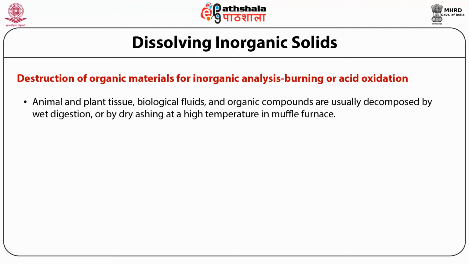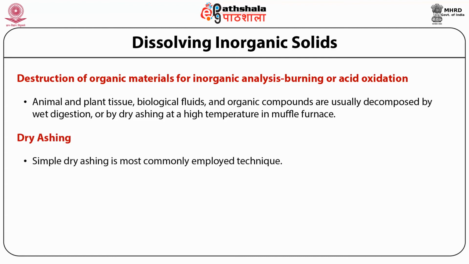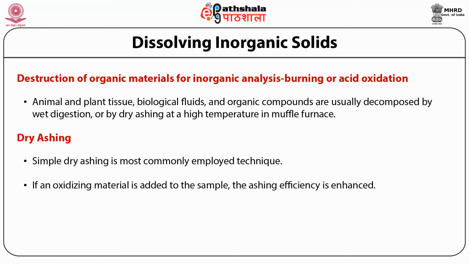Destruction of organic materials for inorganic analysis: burning or acid oxidation. Animal and plant tissues, biological fluids and organic compounds are usually decomposed by wet digestion with a boiling oxidizing acid or mixture of acids, or by dry ashing at a high temperature of 400 to 700 degrees centigrade in a muffle furnace. It includes, number one, dry ashing. Simple dry ashing for organic and biological materials is the most commonly employed technique. If an oxidizing material is added to the sample, the ashing efficiency is enhanced.